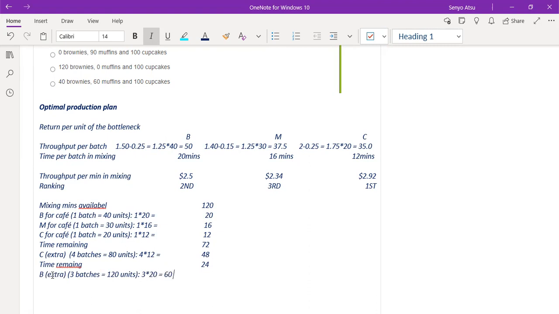All right, we don't have 60. All we have is 24. So friends, we cannot make all 3 batches. 24 divided by 20, we can only make 1 batch. That's all we have. That will use 20 minutes and leave us with 4 minutes unused. So we can only make 1 batch, which is equal to 40 units.